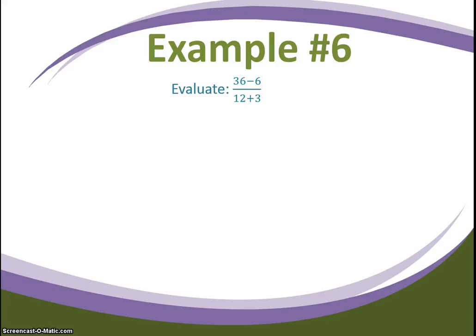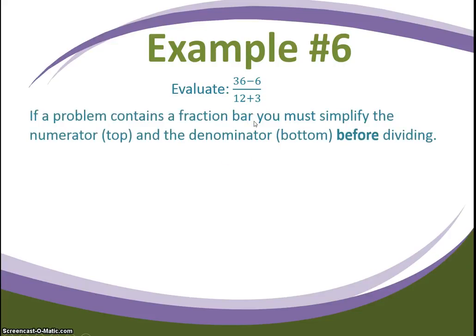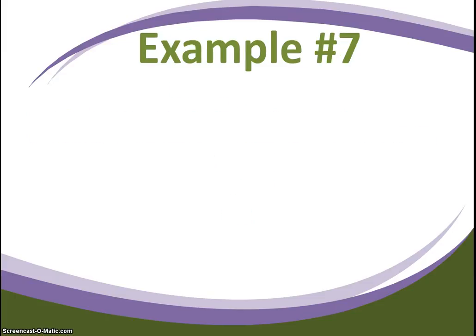Here's another example, but this time we have a fraction bar. Remember, a fraction bar works just like a grouping symbol. So if the problem contains a fraction bar, you must simplify the numerator and the denominator before dividing. So 36 minus 6 is 30, and 12 plus 3 is 15. Now I can divide. 30 divided by 15 is 2. Let's try one more.